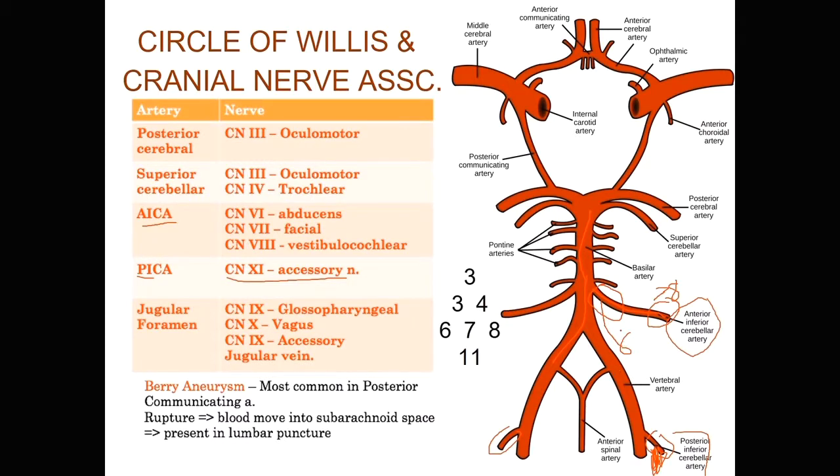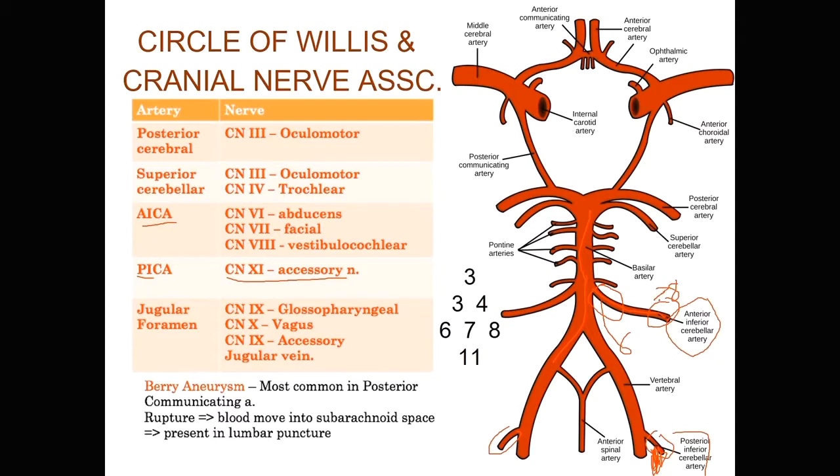So 6 was your abducens nerve, which we didn't talk about the function, but abducens is important for lateral rectus muscle. So it's a muscle that moves your eye to the side. If you don't have this, then you can't move your eye to the side. So if you have it on the left side, then your left eye can't move to the left. Simple as that.